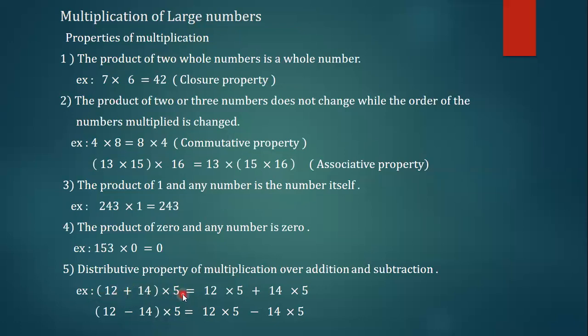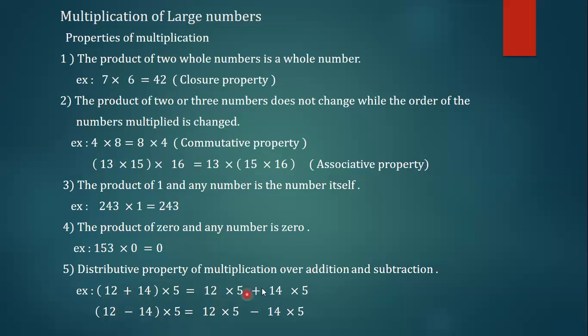So 12 into 5 plus 14 into 5. So the 5 is multiplied to these two numbers. This is called the distributive property of multiplication over addition.